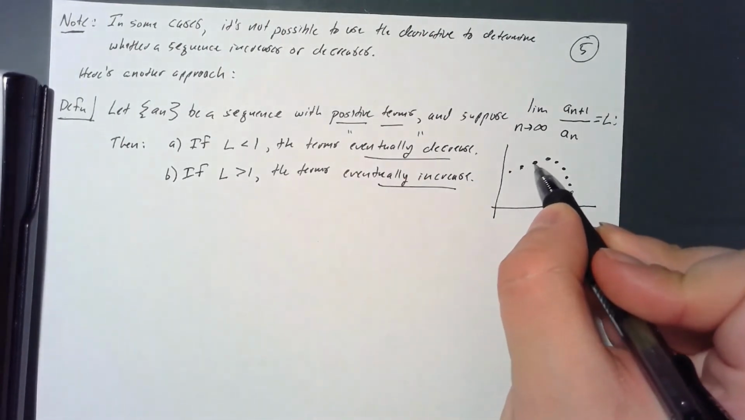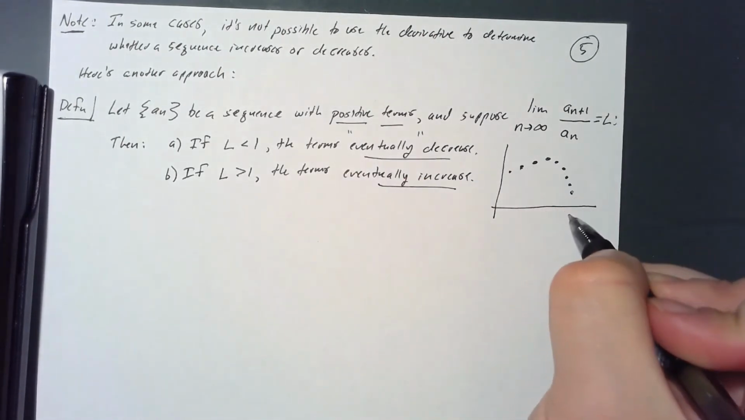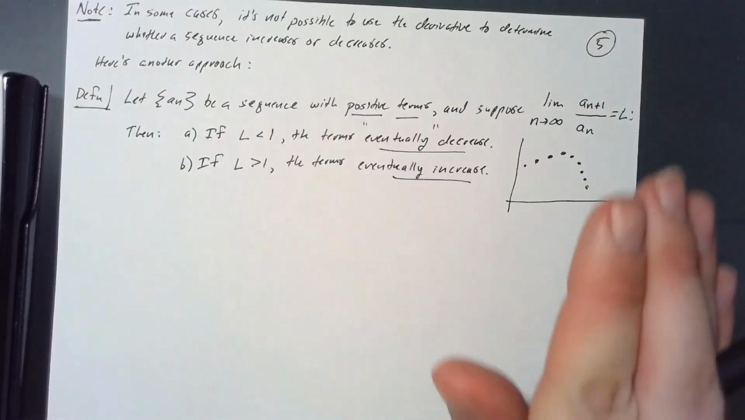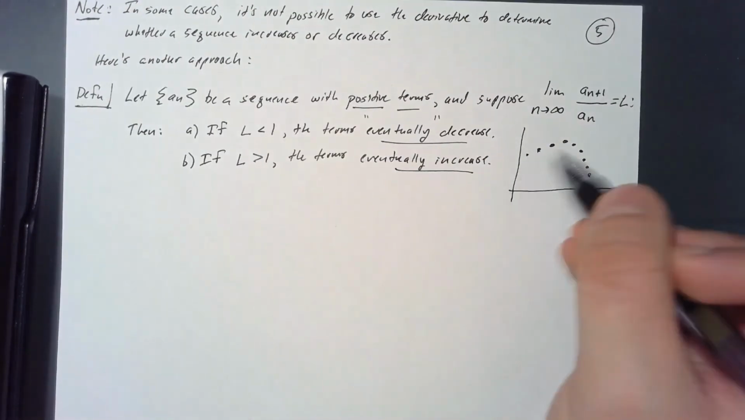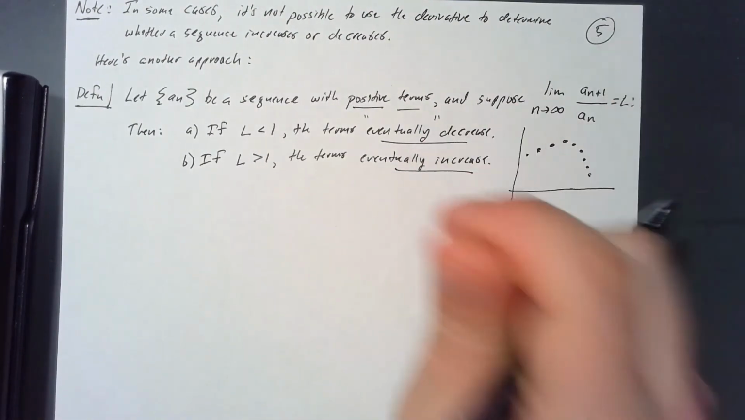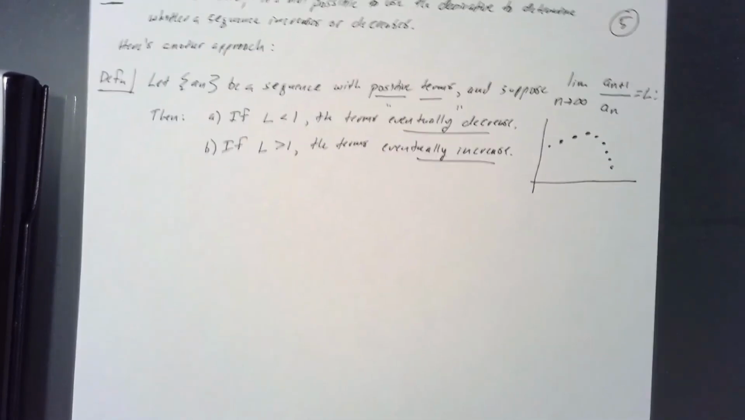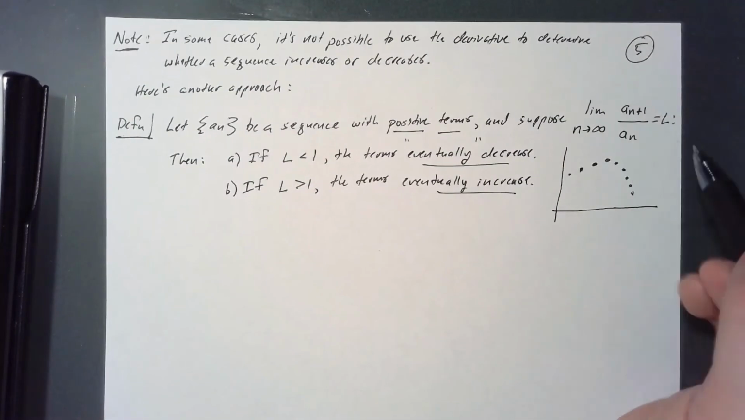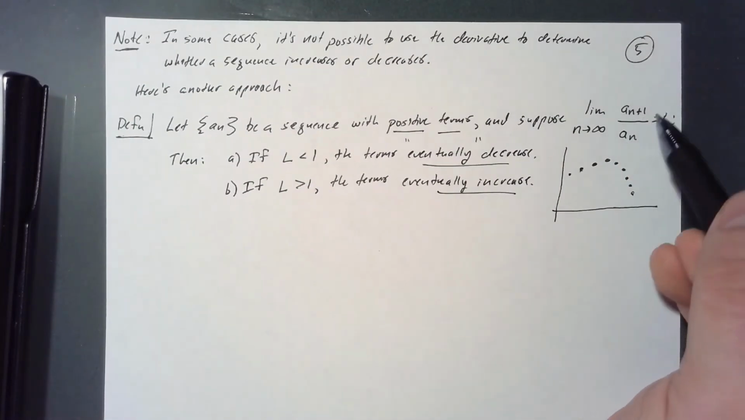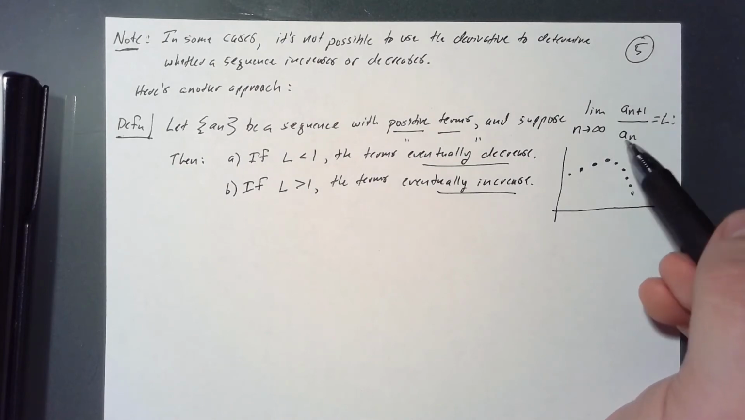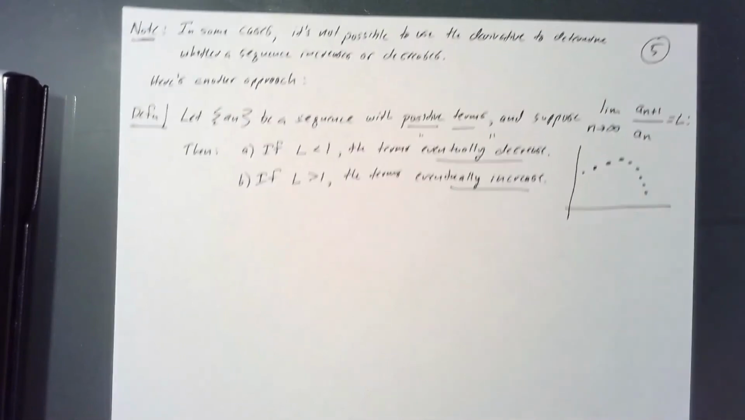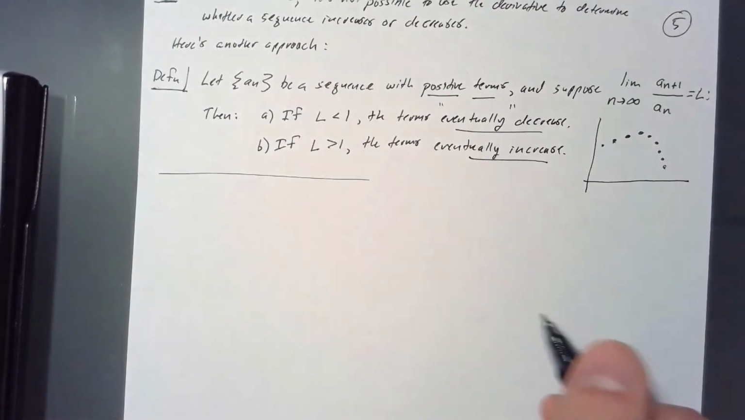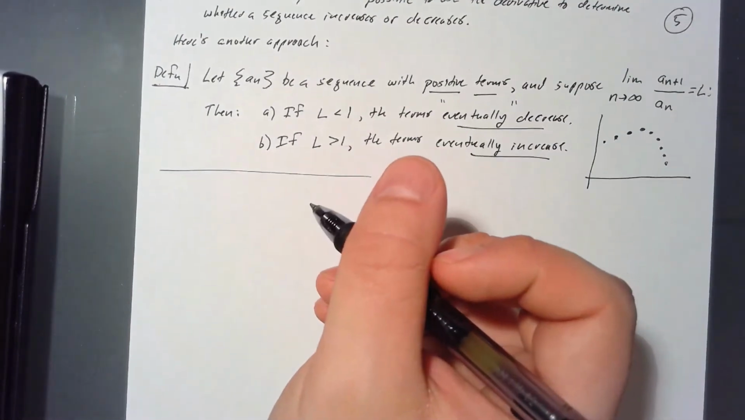It looks like it's increasing, but at some point it's going to start going down. It's kind of like a roller coaster. You're going up, and then eventually you're going to go down. So that's what we mean by eventually. They don't start increasing right off the bat, or decreasing for that matter. So all I'm doing is computing the limit of consecutive terms in a sequence. If I get something less than 1 or greater than 1, then those are my conclusions. So let's look at an example.